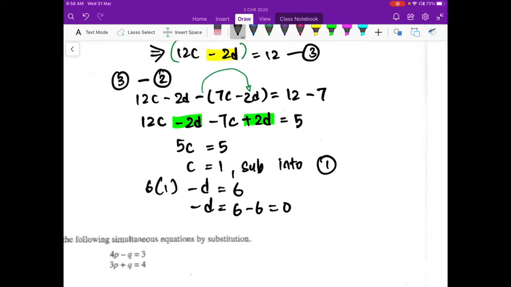Very strange. Negative d equals to 0. So what is d equal to? 0. Negative d equals to 0, d must be 0. You have no choice. And c equals to 1. So these are our answers.